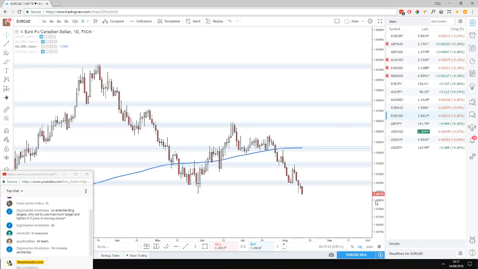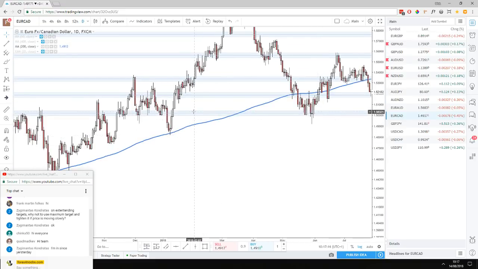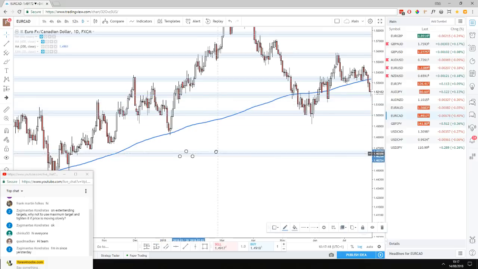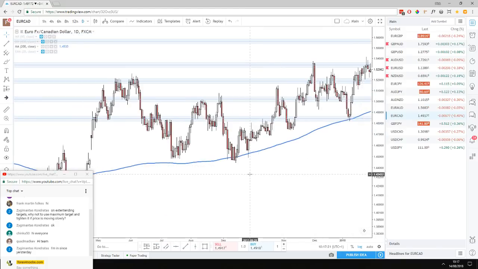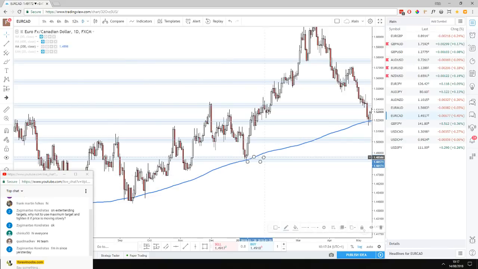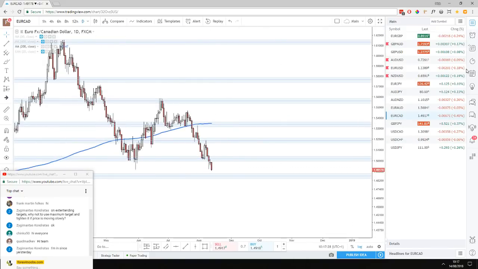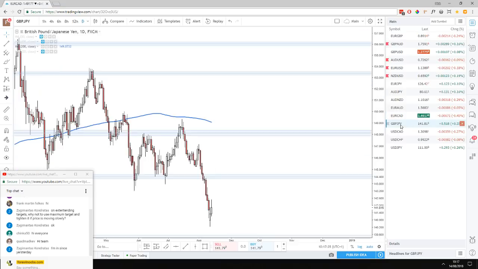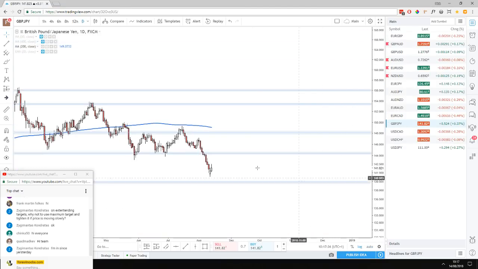Euro CAD has shot below the support area, so we need some support resistance for Euro CAD. Yeah, I guess it's not the best area, but let's see what happens when it hits that area. That's the one I just placed at the 148.60. We'll see what happens when it hits it. GBPJPY.